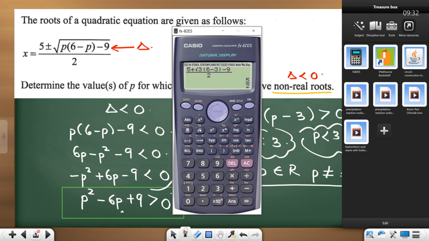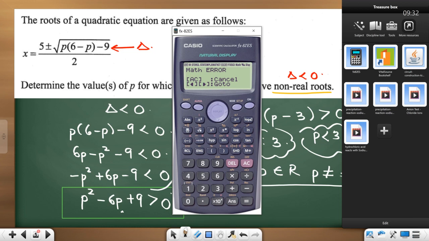So I'm going to choose just a random number. Instead of 3, a number greater than 3 could be 5. I wanted to see the meaning of what we've done. Error. That is no solution. As long as p is not equal to 3, I hope you understand what the nature of roots are.